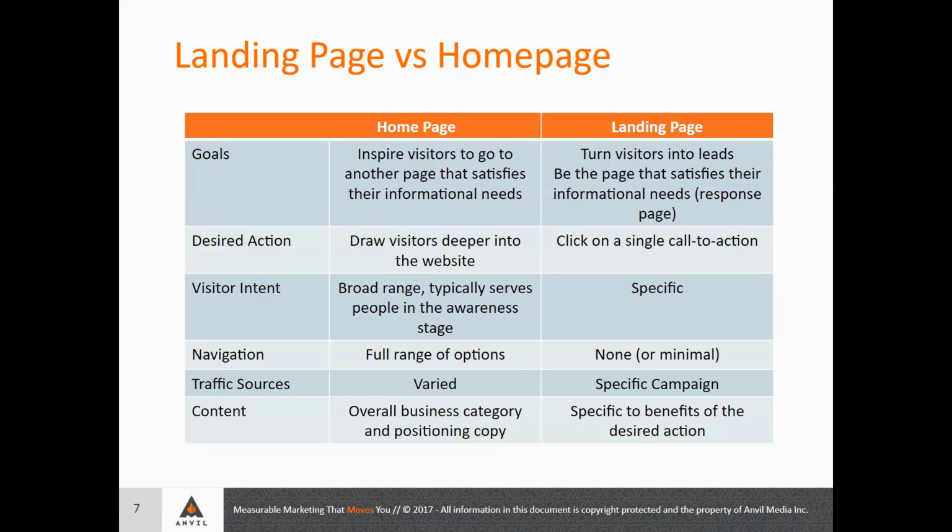For a homepage, it typically varies. A landing page, you usually have it for a specific campaign, either for an email or an ad strategy, things like that. Content, you have your overall business category, positioning, copy, and on a landing page, again, it's much more specific to the benefits of the desired action or the information that they are seeking.